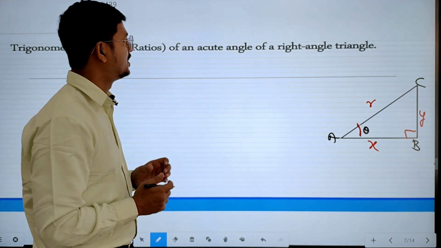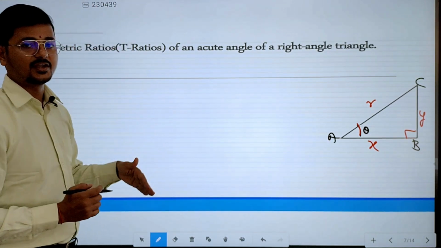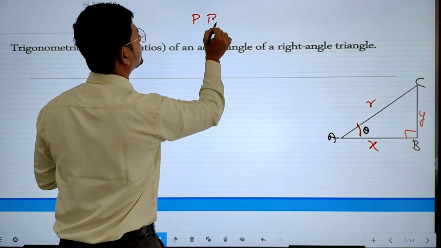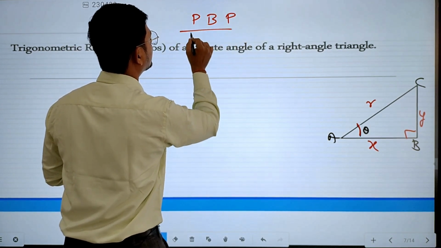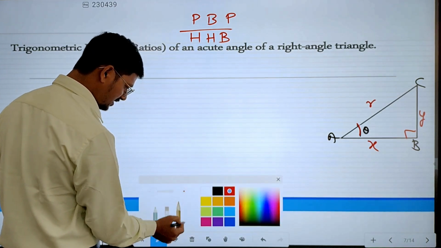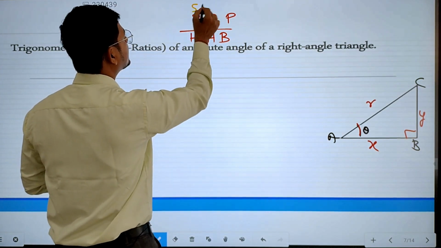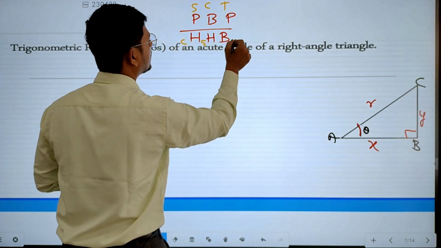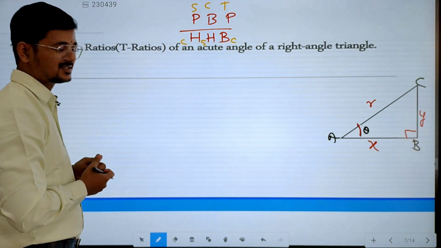Before learning these trigonometric ratios, you should know about one magical mantra, that is Pandit Badri Prasad Har Har Bole. And what did he say? He said Sona Chandi Tole and Chai Samose Chole. Okay, so let me tell you what this is.